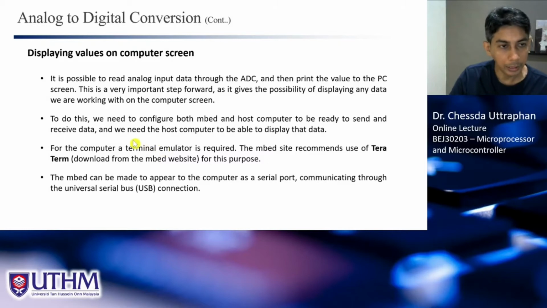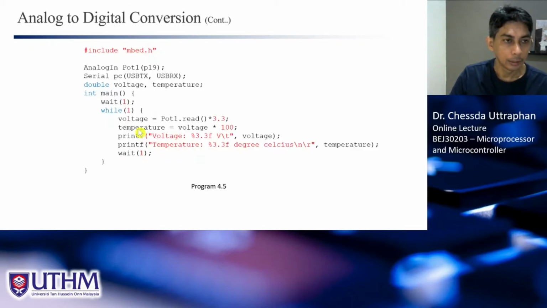This is how we display the value on the computer screen. All right, we used another API function, the serial function, right? And this is how we name it: USB TX and USB RX.